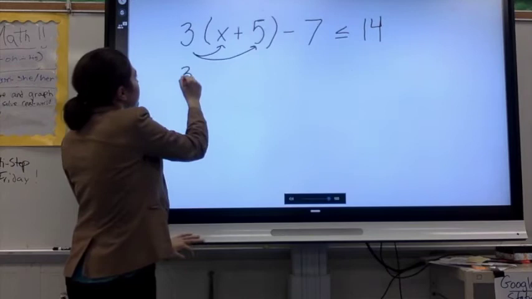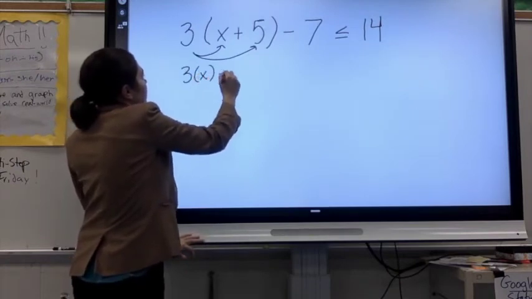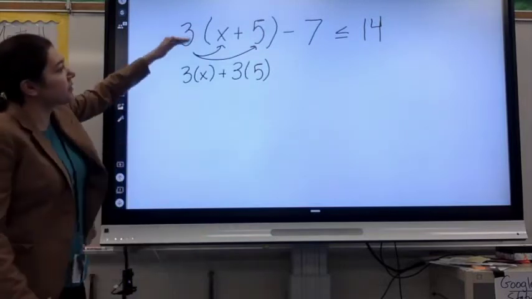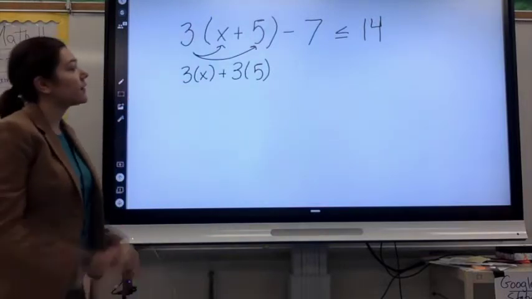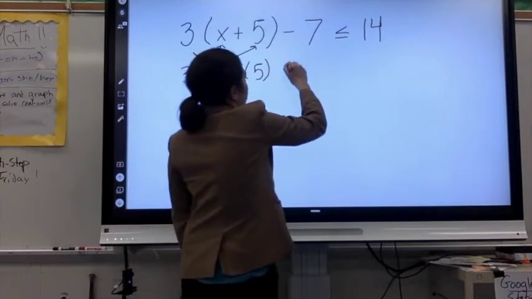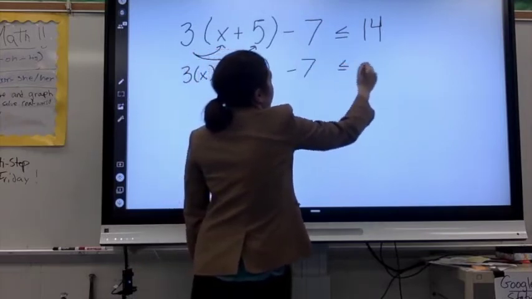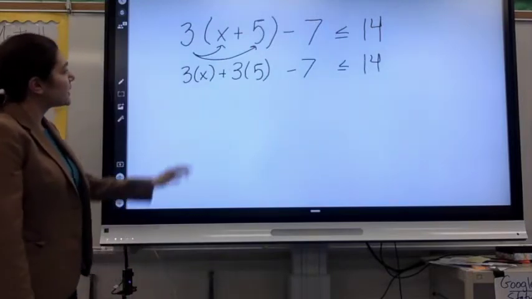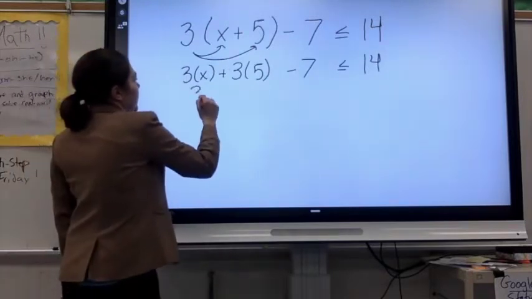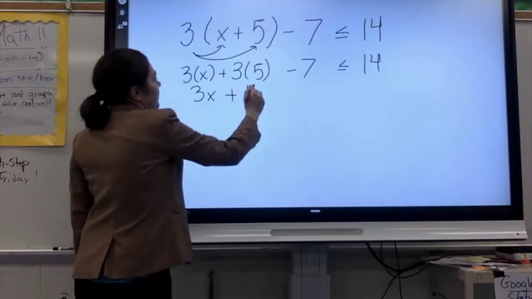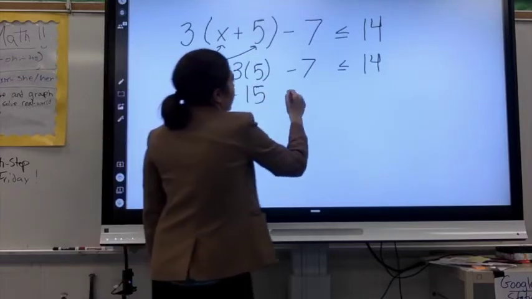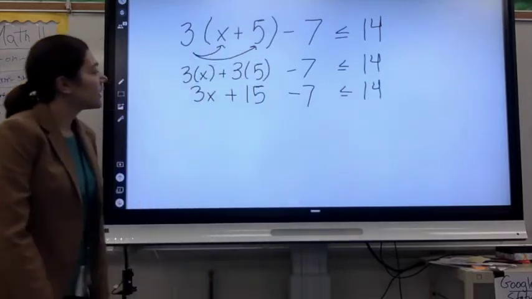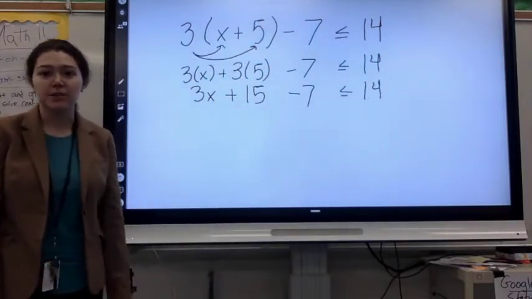When I distribute, that's multiplication. So I'm going to do 3 times x plus 3 times 5. That's an equivalent expression, so I'm not changing anything. Then I want to change nothing else, so I just drop down the minus 7, the less than or equal to, and the 14. Then 3 times x is just 3x, 3 times 5 is 15, and I drop down minus 7 and 14. So step 1 is complete, I distributed.